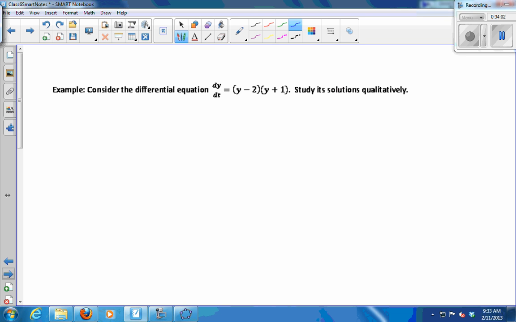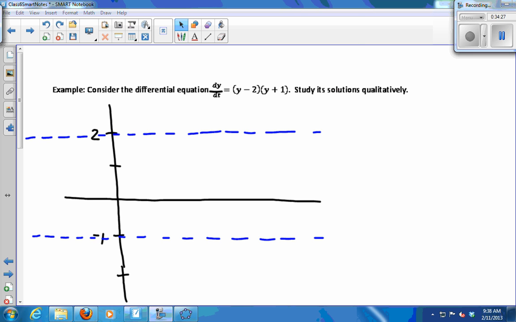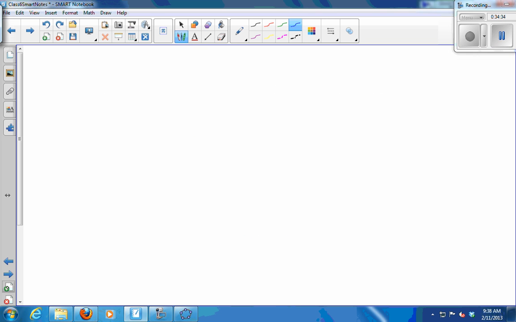All right, so here is a differential equation, dy dt. I want you to study its solutions qualitatively, and you might draw a little graph and put in some key points, but don't make a whole slope field. But you could put in some key slopes, like equilibrium solutions. So we start with equilibrium solutions. Equilibrium solutions are constant solutions. That means that the derivative is 0. So you start by setting dy dt equal to 0.